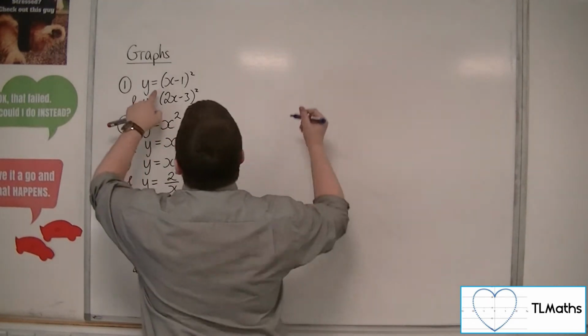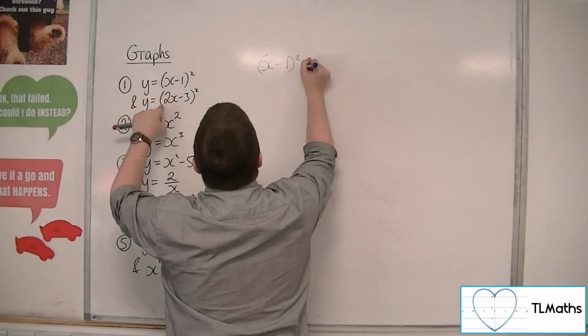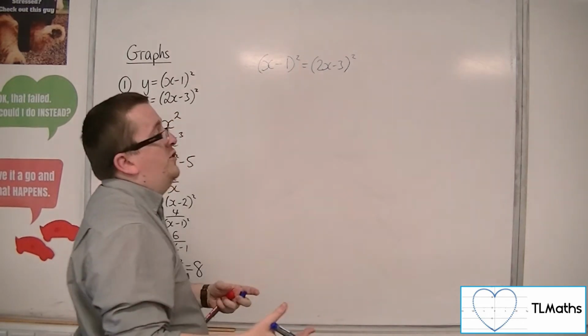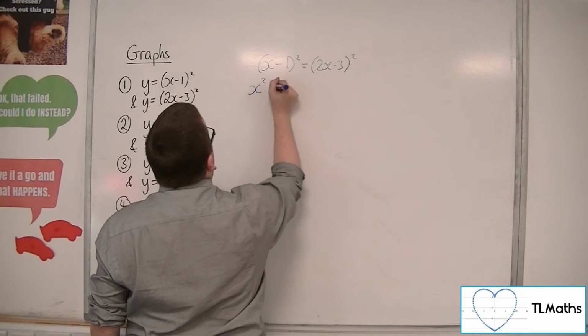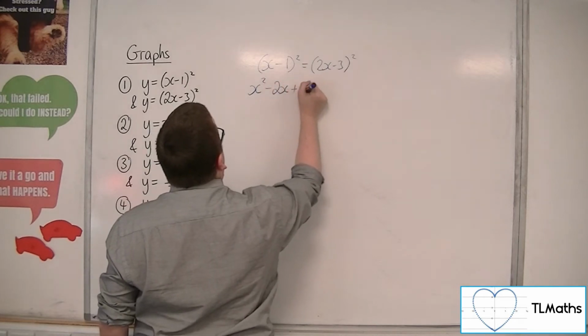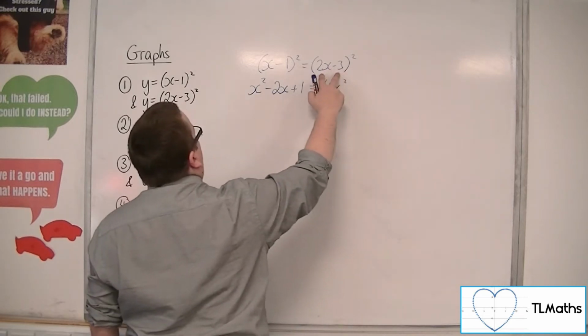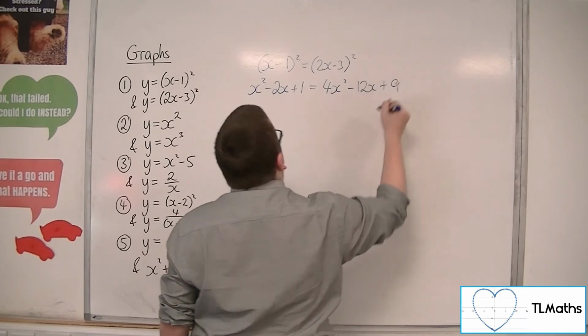So we're going to put one equal to the other. So (x minus 1) squared is equal to (2x minus 3) squared. The first job is to expand those brackets out. So we'd have x squared minus 2x plus 1, and 4x squared, we've got minus 6x twice, so minus 12x plus 9.